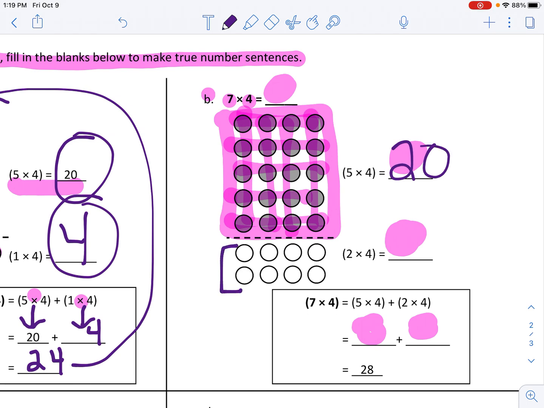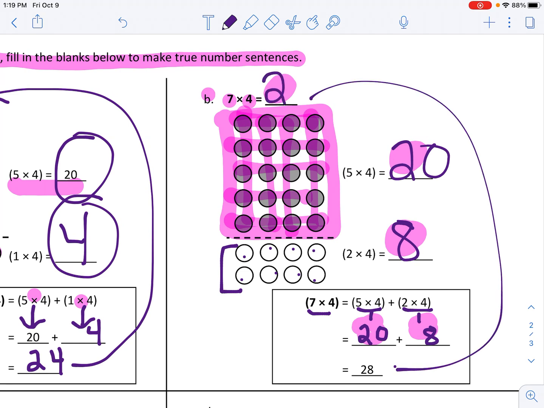How much is in the bottom part of the array? 2 rows of 4. 1, 2, 3, 4, 5, 6, 7, 8. So it's breaking up the 7 times 4 into 5 times 4 plus 2 times 4. 5 times 4 is 20. 2 times 4 is 8. So my answer altogether is 28. I'm going to zoom that answer back up here so I can fill in that blank.